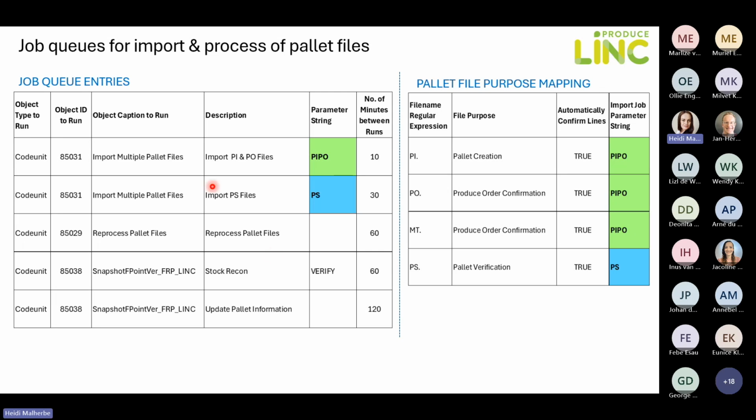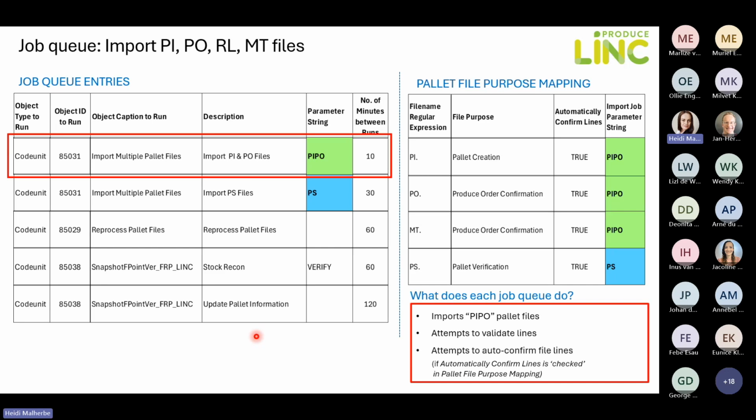Let's talk a little bit about the detail of what each of these job queues do and what they don't do. I think it's important that you understand the differences so that you know what to expect from them. Okay. So the import multiple pallet files will import the PI and the PO files. As it imports, it will attempt to validate your lines, so it checks against your master data. And if those lines are validated, it will automatically confirm if you did enable it in your file purpose mapping. So it's like manually importing a file, clicking the recheck button, and if it's error-free, confirming it.